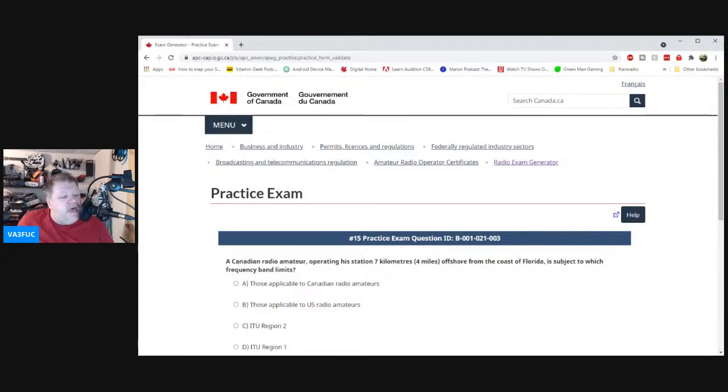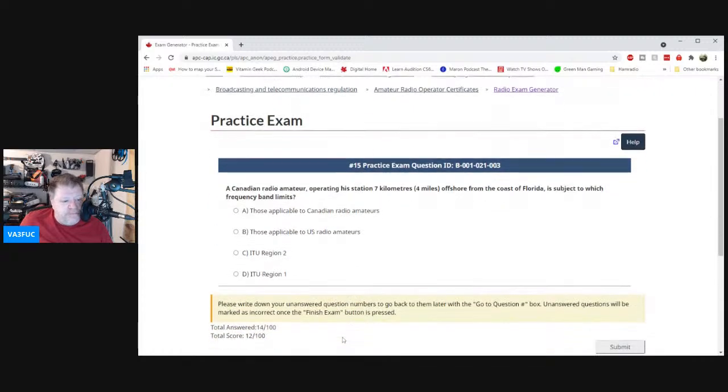What can I say? A Canadian amateur radio operator operating his station 7 kilometers, 4 miles offshore from the coast of Florida is subject to which frequency band limits? Those applicable to the Canadian radio amateur, those applicable to the U.S. amateur, ITU Region 2, or ITU Region 1. The U.S. is Region 2.